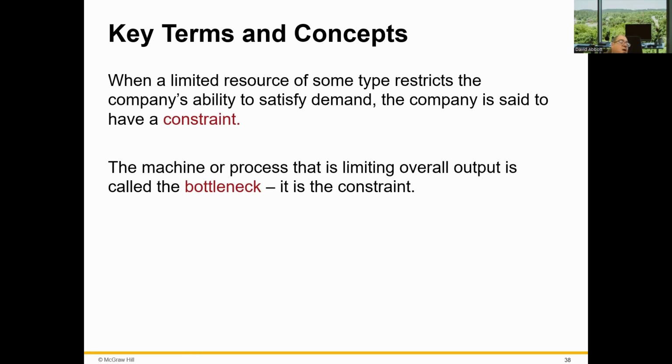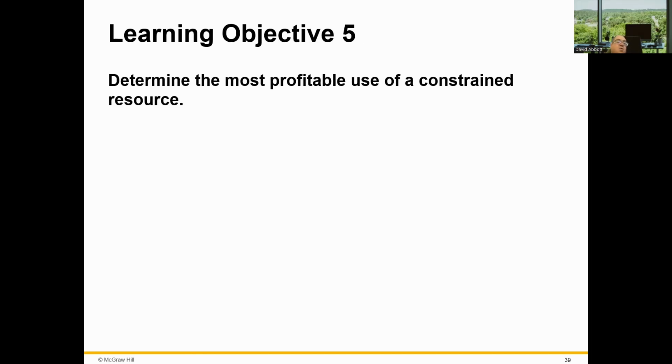Strengthening the stronger links has no effect on the strength of the entire chain. The moral is to identify the constraint and concentrate management attention on effectively increasing its capacity. And so now we're going to look at what would be the most profitable use of a constrained resource.